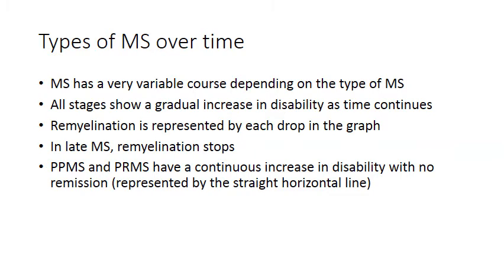On the graphs, we'll see remyelination. Remyelination is represented by each drop on the graph. In late MS, as I noted previously, remyelination will stop. PPMS and PRMS have a continuous increase in disability with no remission, and that's represented by the horizontal line.